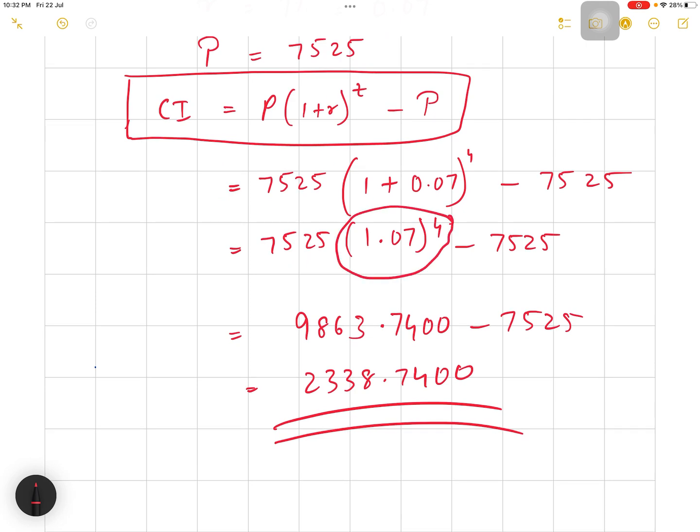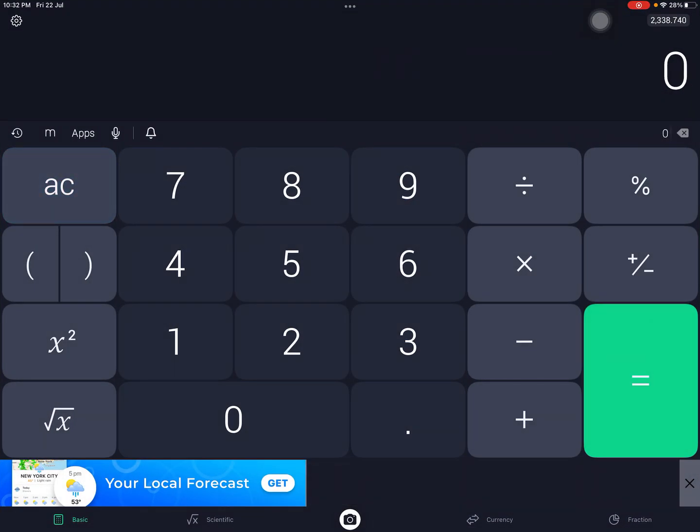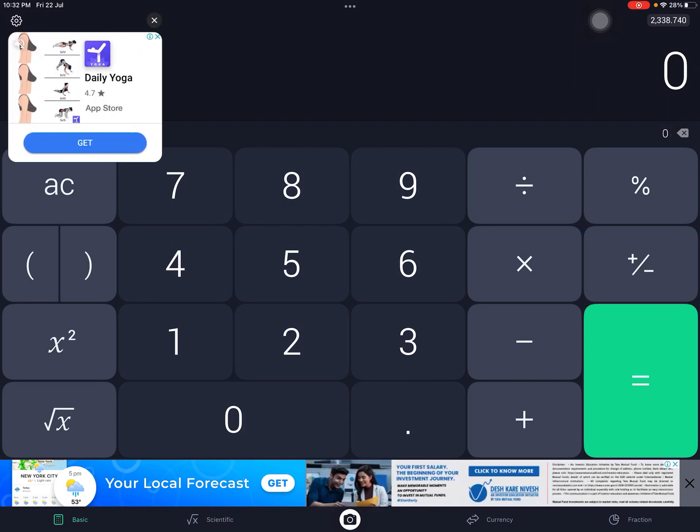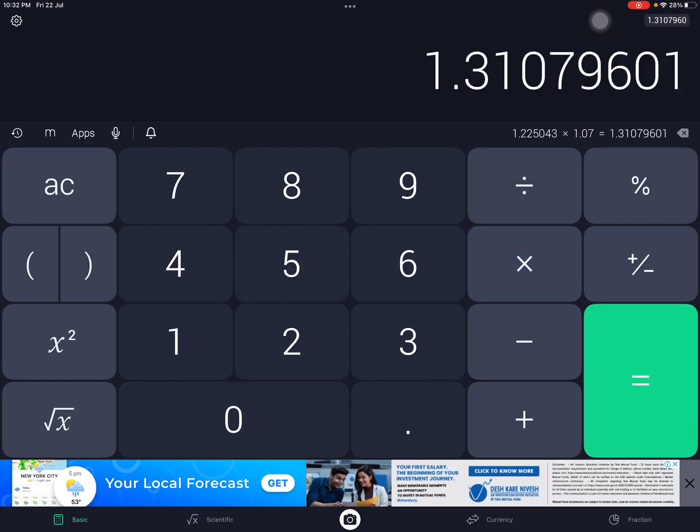I'll just explain how I calculated this, that is 1.07 raised to 4 in a calculator. Instead of doing 1.07 into 1.07 into 1.07, what you can do is type 1.07 in your calculator, press into twice. Then press is equal to 3 times. I have pressed is equal to 3 times, I'll get 1.07 raised to 4.